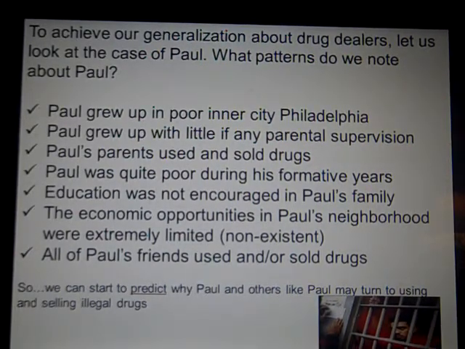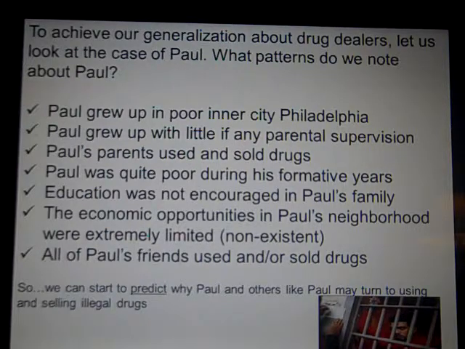He grew up in the inner city. He grew up with very little, if any, parental supervision. His parents used and sold drugs. Paul was very poor throughout his growing up years, throughout his formative years. Education was certainly not encouraged by his family, and the economic opportunities in his neighborhood were extremely limited, shall we say non-existent. And all of his friends and associates sold drugs and alcohol. So you can reasonably predict in his situation why he may turn to using and selling drugs.